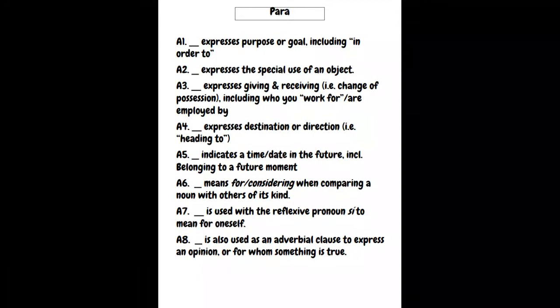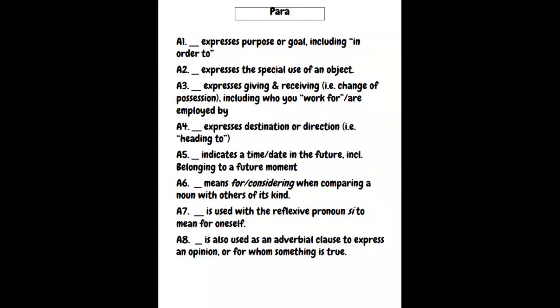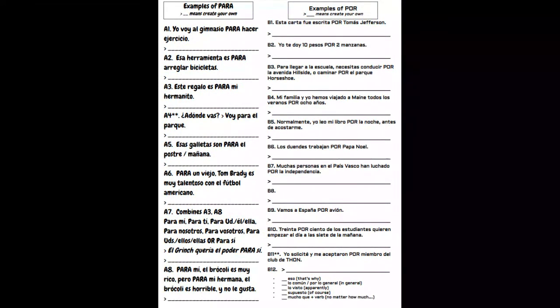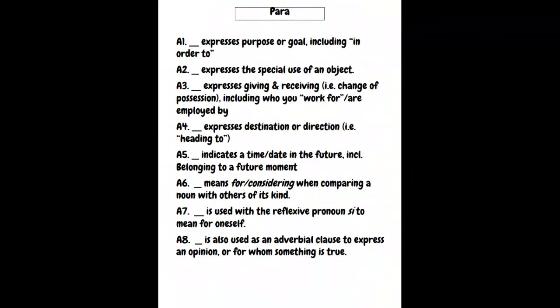A5. Use para to indicate a time or date in the future. Okay, so for instance, you make a batch of cookies and your little brother wants to eat all the cookies, and you're like, no, these are for dessert, or these are for the party tomorrow. Estas galletas son para la fiesta esta noche o mañana. Estas galletas son para el postre. So when something belongs to a future date or moment.